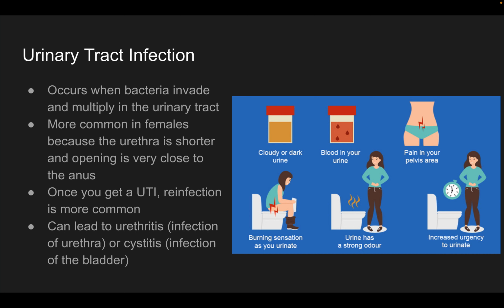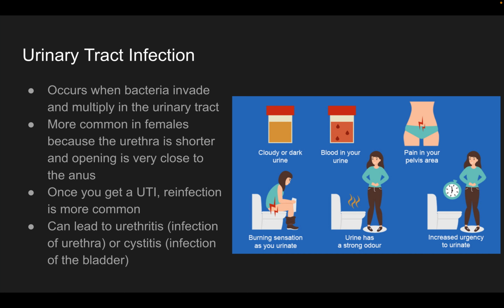It's actually more common in females because the urethra is shorter and closer to the bladder. So it's easier for the bacteria to move up into the bladder. Also, the opening of the urethra is close to the anus. And we know that we talked about digestion. There's a lot of bacteria in the digestive tract. So it's very easy for bacteria to move from the digestive system into the urethra. So that's not good either. In either case, it is more common in females than males. Once you do actually get a UTI, it's more and more easy to get a reinfection.